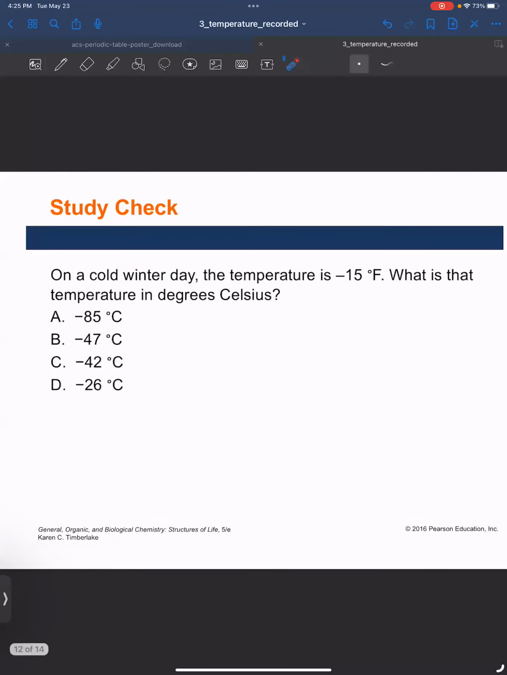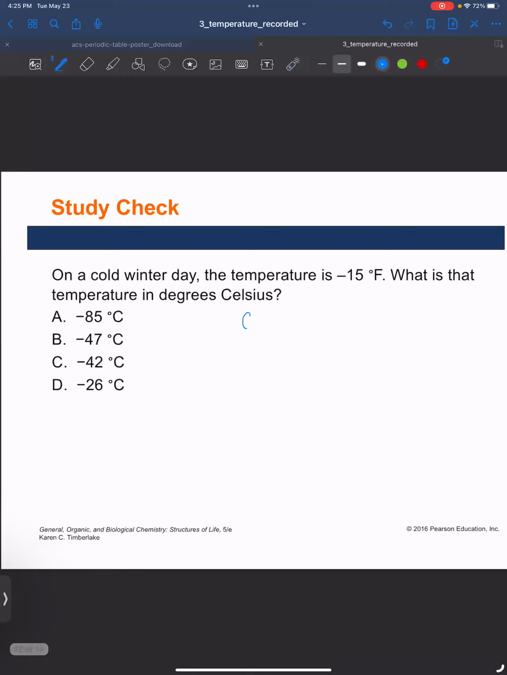All right, go ahead and pause the video, try the study check on your own, and then check your work with me when you're done. All right, on a cold winter day, the temperature is negative 15 degrees Fahrenheit. What is that temperature in degrees Celsius? So once again, we're going to write the given. So the temperature in Fahrenheit is equal to negative 15 degrees Fahrenheit. And we need the temperature in Celsius.